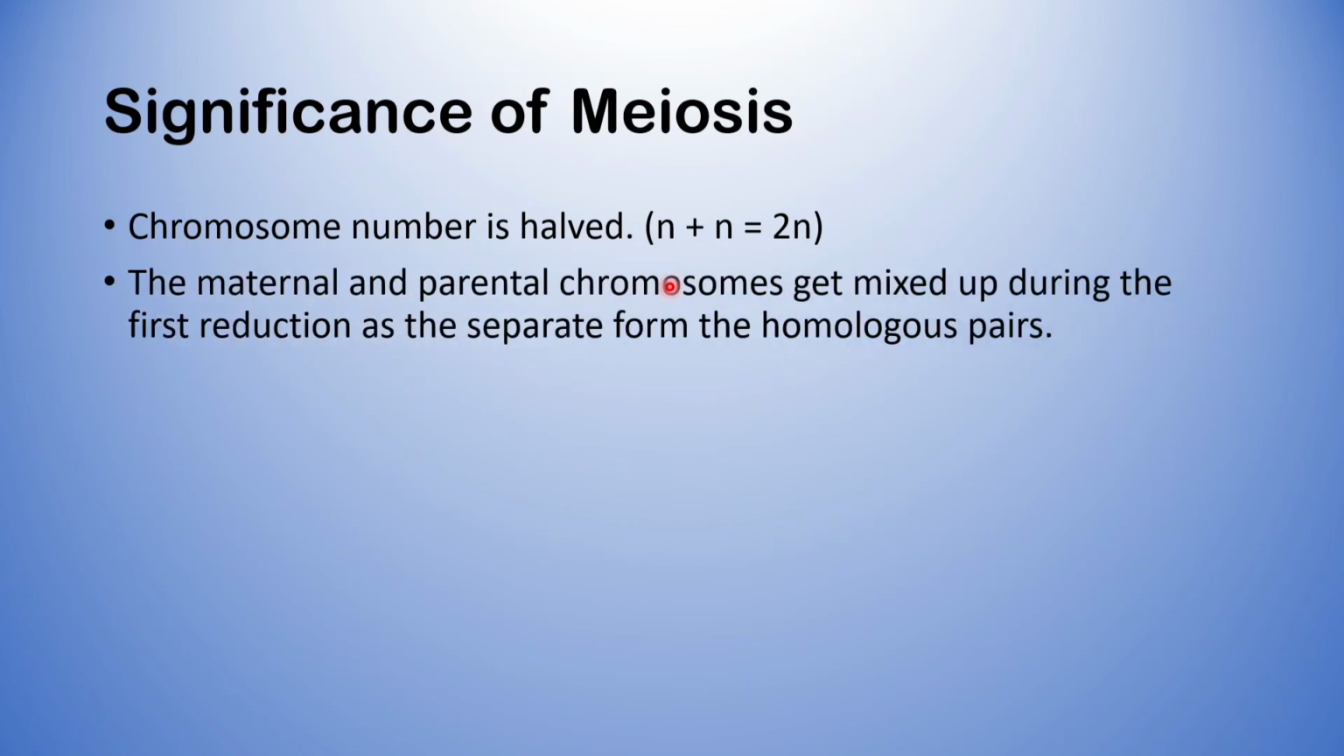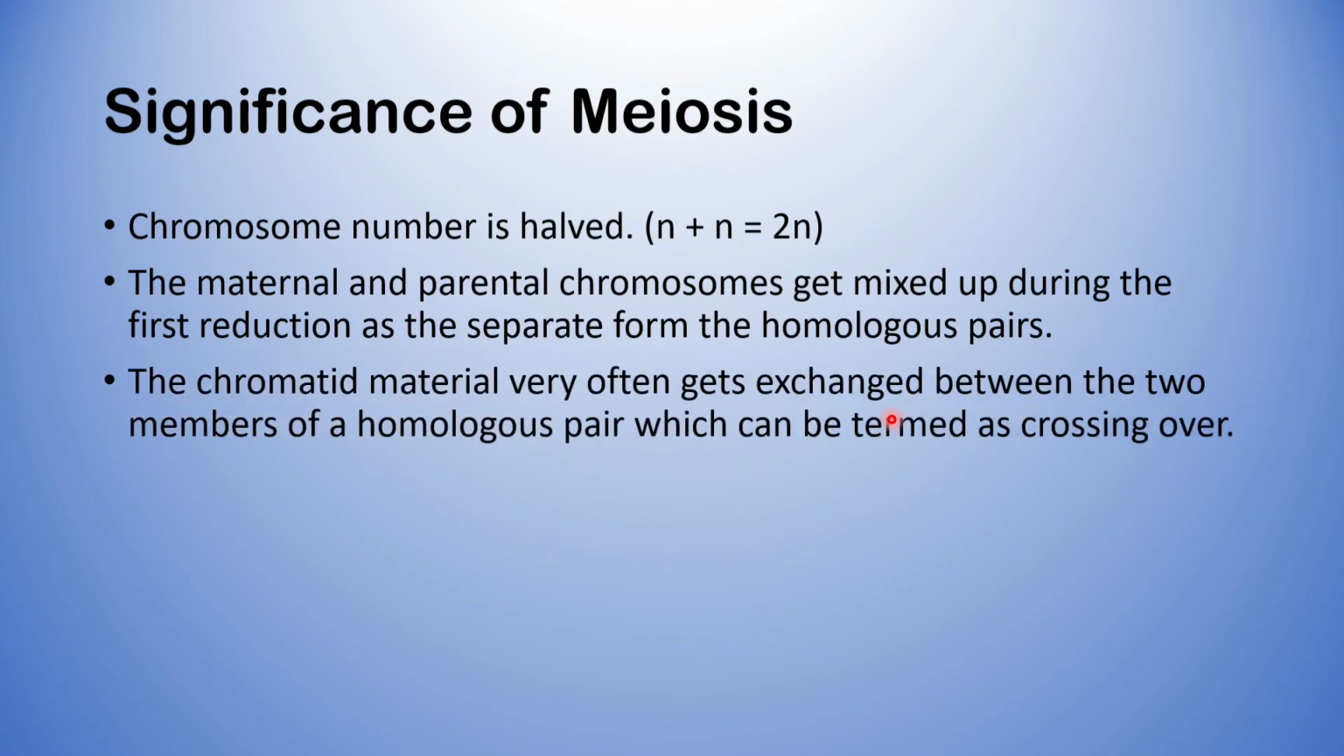The next is that the maternal and the parental chromosomes get mixed up during the first reduction as they separate from the homologous pair. The maternal and the parental chromosomes get mixed up as they separate from the homologous pairs.